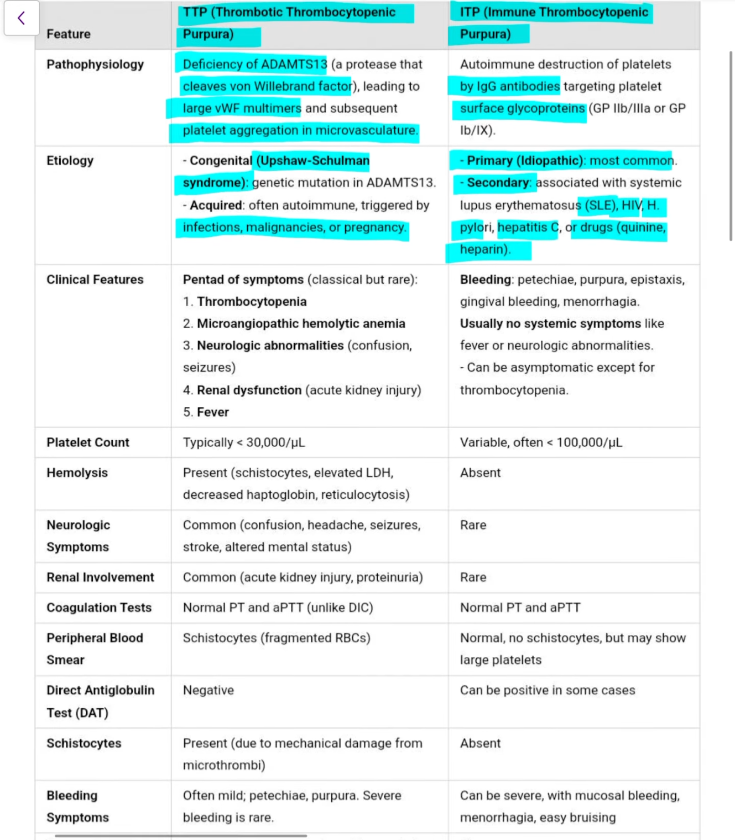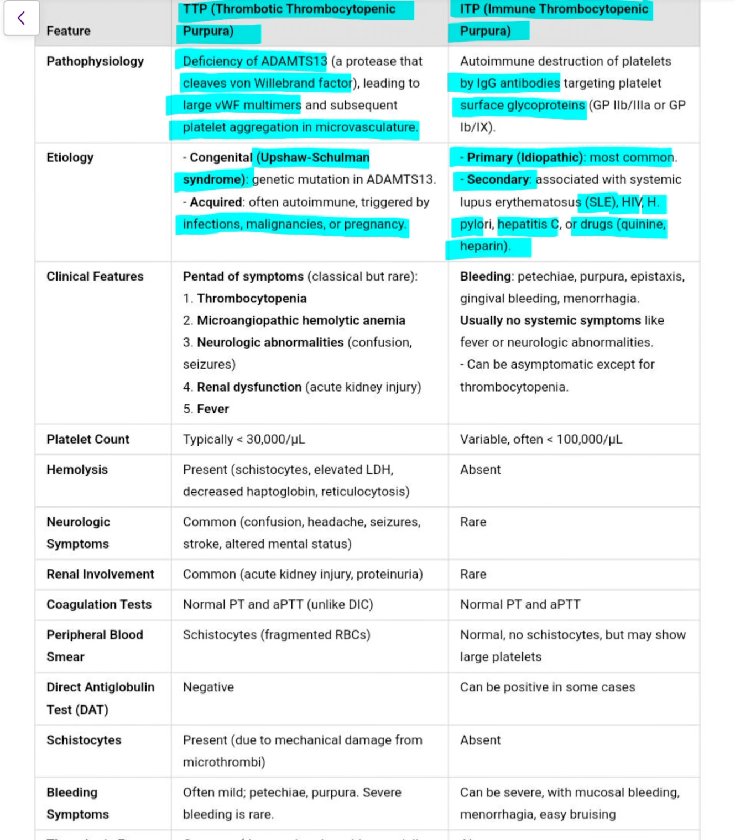Clinical features, this is the differentiating factor. In ITP, the patient will only have symptoms because of thrombocytopenia, that is low platelets, predominantly bleeding manifestations like petechiae, purpura, epistaxis, gingival bleeding and menorrhagia. Systemic symptoms won't be there, but if you come to TTP, there are systemic symptoms present.